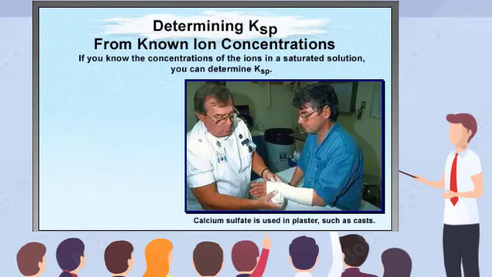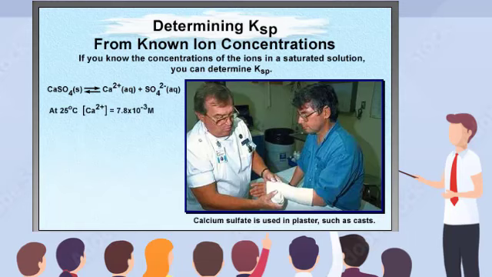In addition to finding ion concentrations at equilibrium when given a KSP value, you can also determine the KSP of an ionic compound if you know the concentrations of the ions in a saturated solution. For example, when calcium sulfate dissociates, the equilibrium concentration of calcium ions at 25 degrees Celsius is 7.8 times 10 to negative 3 molar. From the balanced equation, you can see that the coefficient of the calcium ions is the same as the coefficient of the sulfate ions.